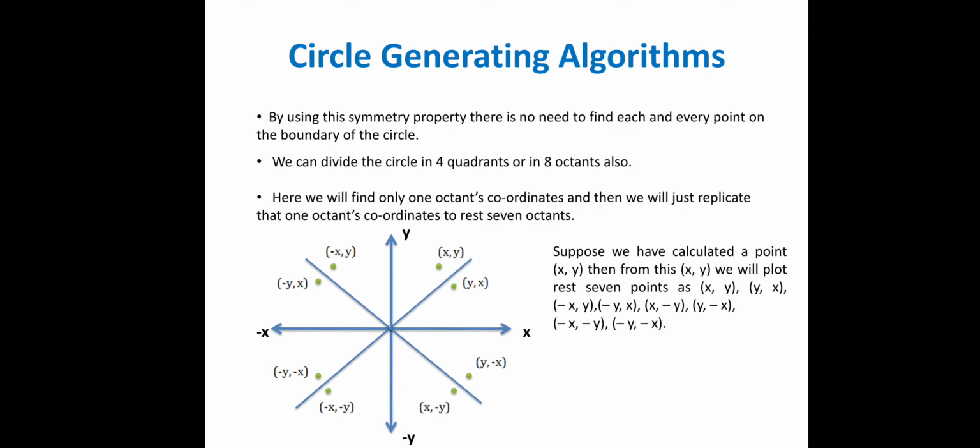So, what we are doing here? We are calculating a point x comma y, then from this x comma y we will plot the rest of the 7 points as x comma y, y comma x, minus x, y, minus y, x, x comma minus y, minus y comma minus x, then minus x, minus y, and minus y, minus x. So, these are the points that we can replicate from a single point, and by using this property the circle generation method becomes very fast, okay, because there is no need to find the rest of the points. By calculating a single point we can form the circle. This is the octant symmetry property which we are going to use in our Bresenham's algorithm.